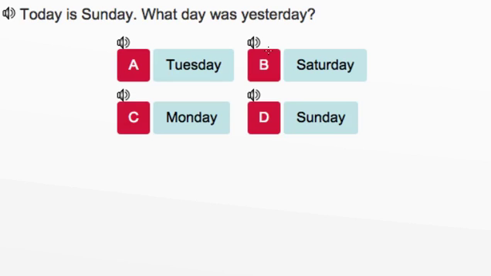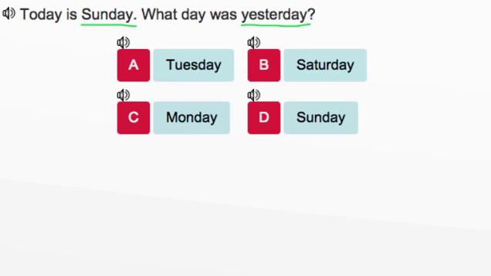Today is Sunday. What day was yesterday? Well, what does yesterday mean? Well, yesterday means that we're looking for the day that came right before today. And the question tells us that today is Sunday. So we're looking for the day that comes right before Sunday.